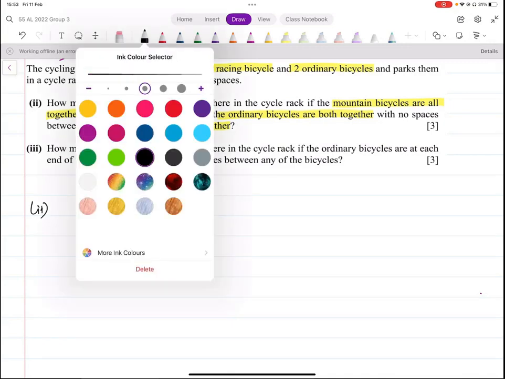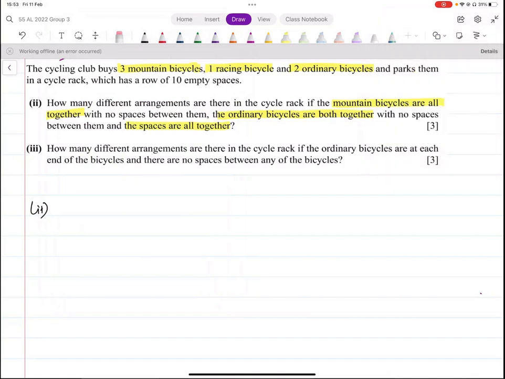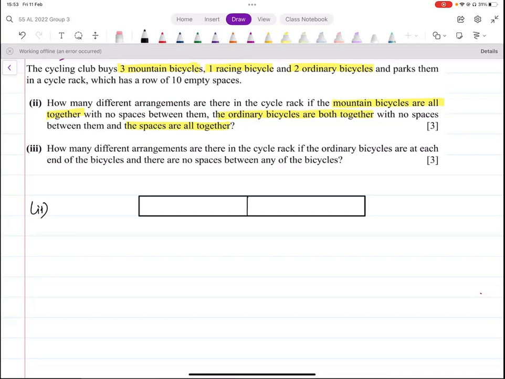So initially we had how many spaces? We had 10 spaces in total. So originally we've got something like this. 1, 2, 3, 4, 5. 1, 2, 3, 4, and 5. So this is how those 10 empty spaces in the cycle rack look like. Okay, we've got 10 boxes. And now we have to place 3 mountain bicycles, and they have to be together. तीनों mountain bicycles together होंगे. So what we do is we make one box for them. So ये हम इकट्ठा कर देते हैं.